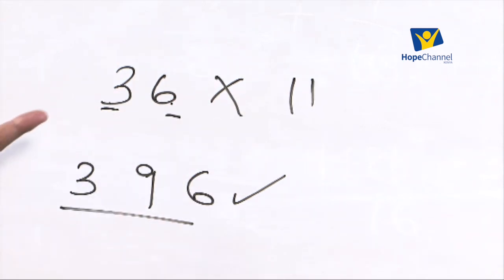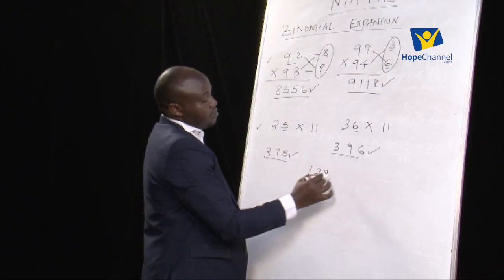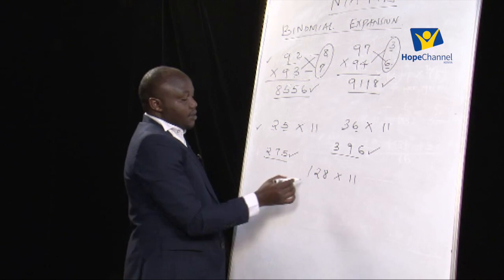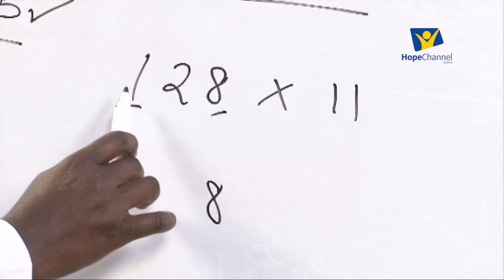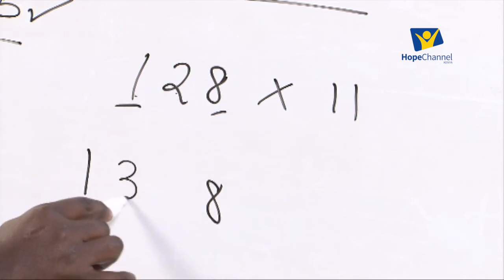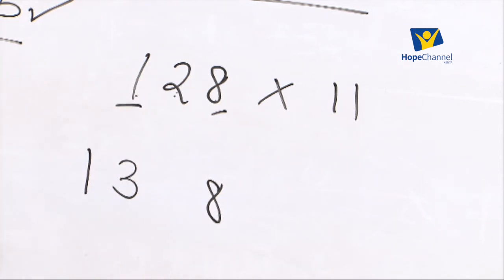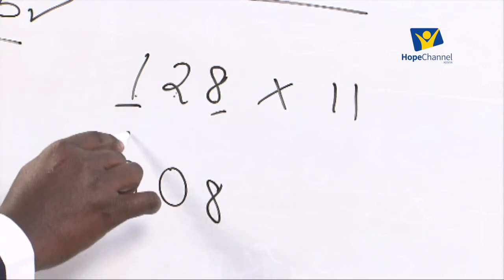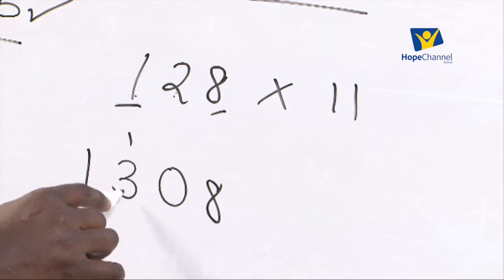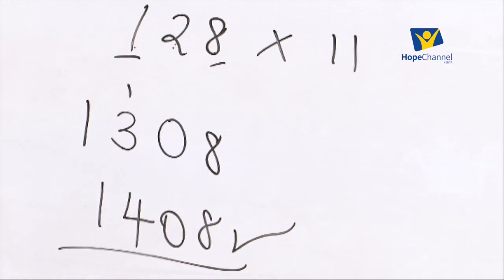Suppose now this number is a 3-digit number. Let's take, for example, 128 multiplied by 11. The first and the last digits are 1 and 8. So 1 plus 2 is 3. 2 plus 8 is 10. But we don't have the space for 10. So we write the 0 and carry 1 to the next digit. So 1 plus 3 is 4. So our answer becomes 1408. As easy as that.